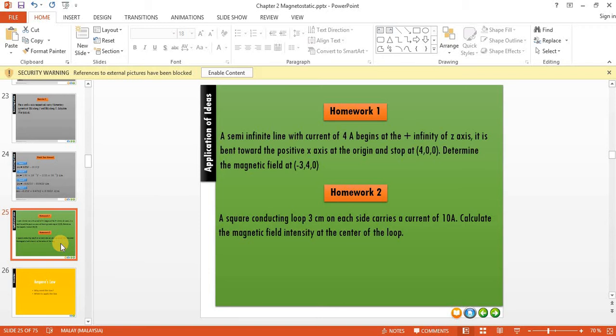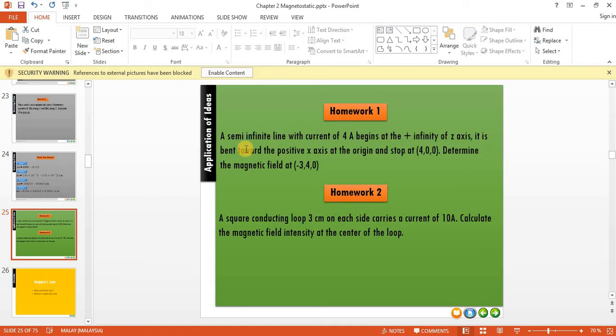Okay, so let's continue the remaining exercise. So now you have homework 1 and also homework 2. So let's look at homework 1. You have a semi-infinite line with a current of 4 ampere that begins at the positive infinity of the z-axis. You have to understand this sentence. This means that you have a semi-infinite line and the current is 4 ampere, beginning at the positive z-axis.